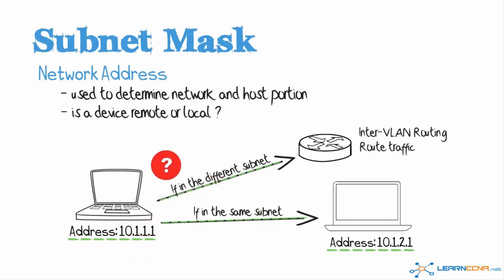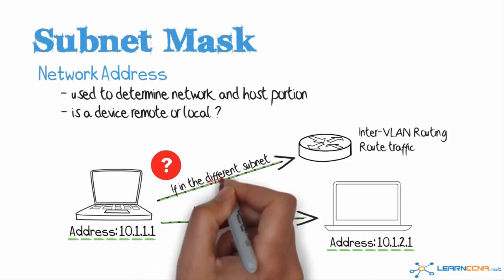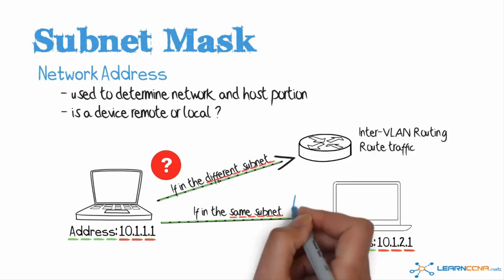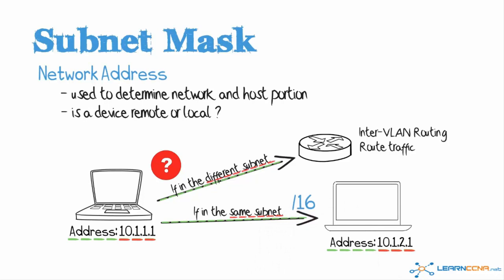But how would you determine if these two devices are on the same subnet or if they're on different subnets? Now I'm going to explain this in more detail in the next few minutes. But as an example, 10.1.1.1 and 10.1.2.1 are in the same subnet if they're using a /16 mask. However, if they're using a /24 mask, that means that the devices are on different subnets. So let me explain that in more detail.